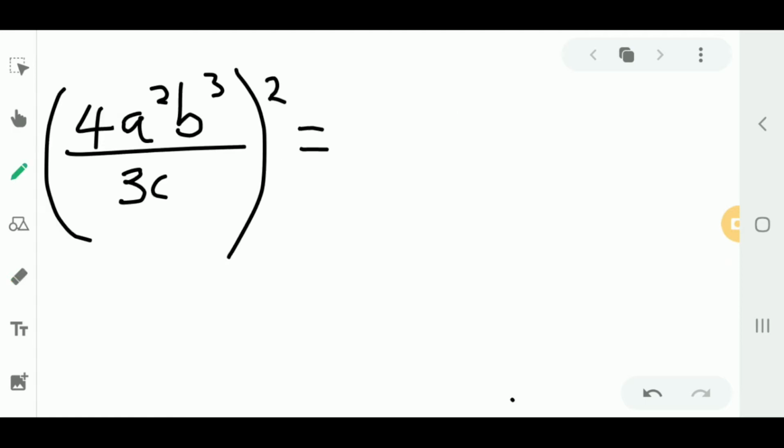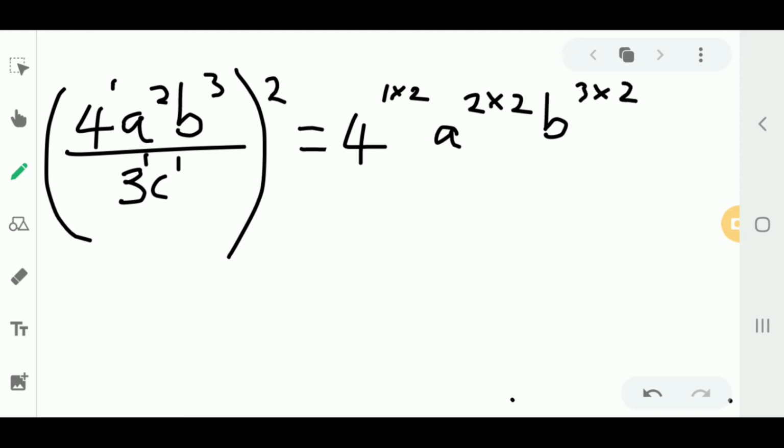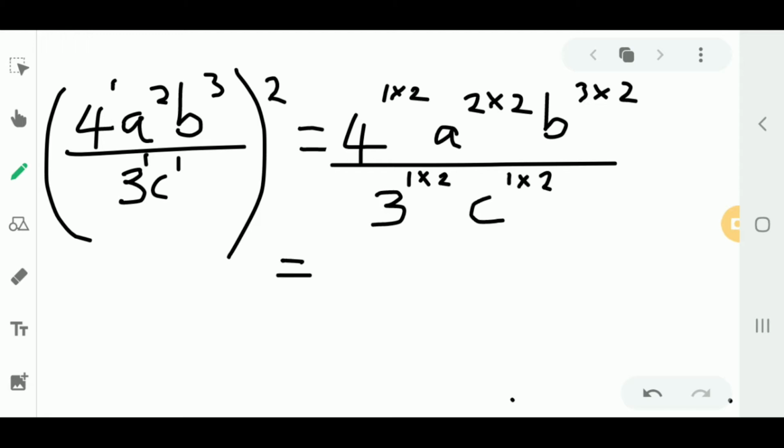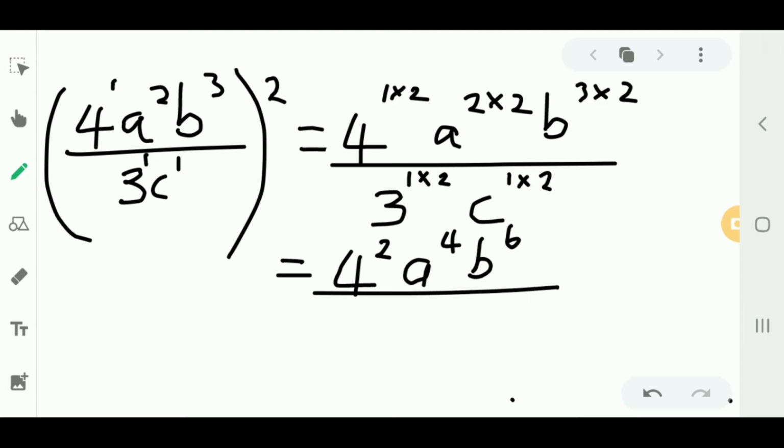Again, just like we did a while ago, if you don't see a power, there's a 1 there. So the 4 has a power of 1, 3 has a power of 1, and c has a power of 1. So it's 4 to the 1 times 2, a to the 2 times 2, b to the 3 times 2, all over 3 to the 1 times 2, c to the 1 times 2. 1 times 2 gives you 2, so you have 4 squared, a to the 4, b to the 6, all over 3 squared, c squared.